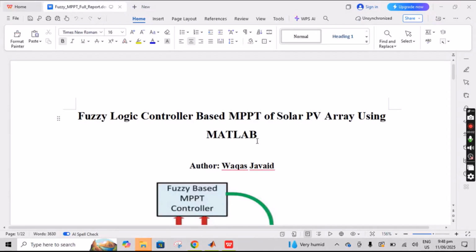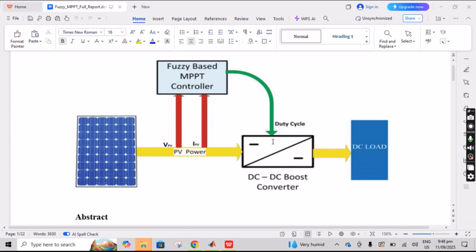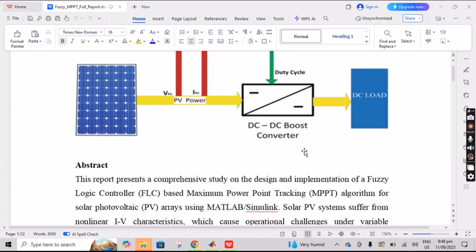This is the setup built for the fuzzy logic controller based MPPT of a solar PV array using MATLAB. Basically, this is the control system, which has a PV array, a fuzzy logic MPPT controller, the duty cycle of the DC-DC boost converter, and then the DC load. The fuzzy logic controller is based on maximum power point tracking.